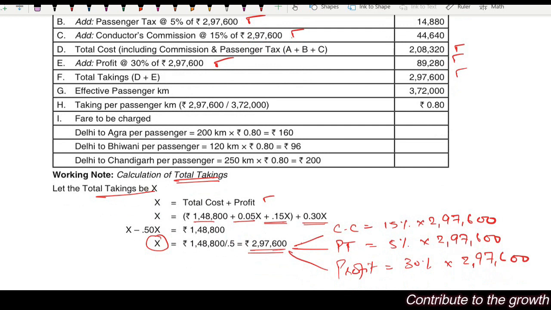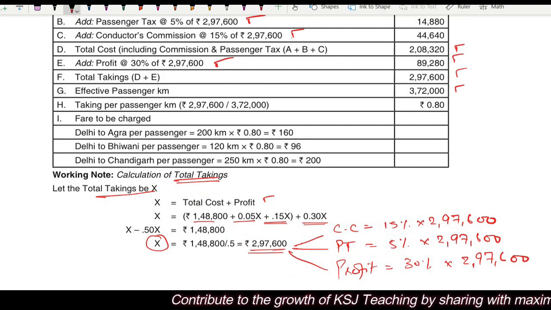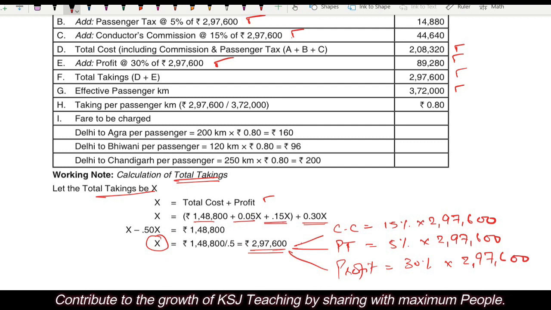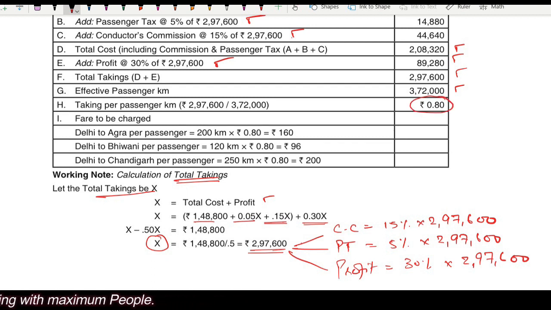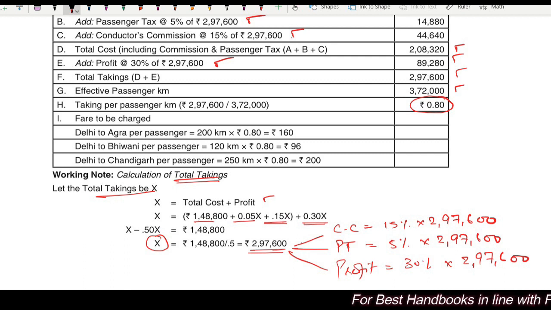Effective passenger kilometers are given to you, 3,72,000, right? And taking per passenger kilometer, right? That is the value per passenger kilometer. This is what you have to recover from one passenger, carrying one passenger over 1 kilometer, right?